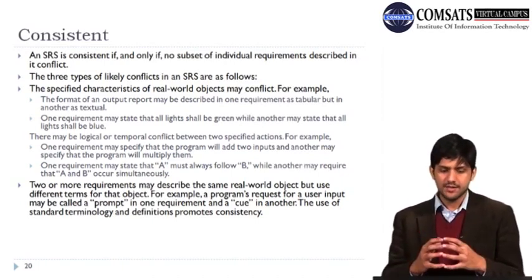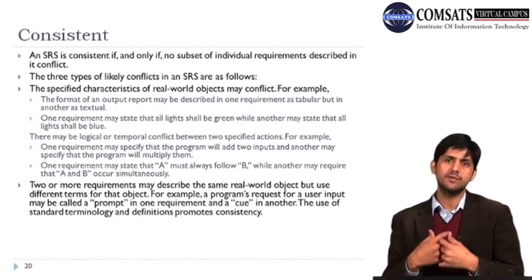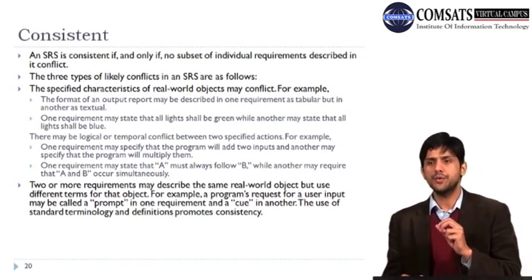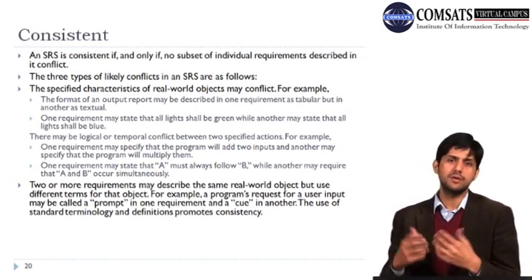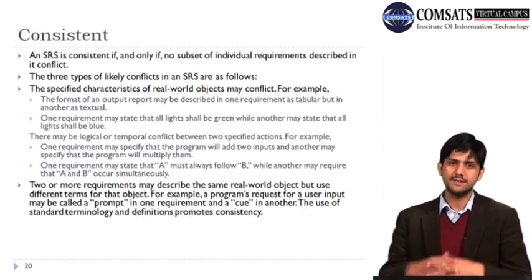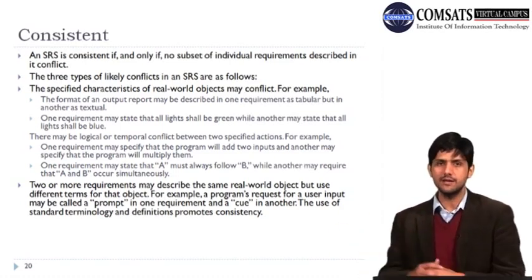Okay. So again, this is some logical conflict. This is not a conflict between an object, but a logical conflict because there are two inputs, and in one instance one requirement says we are going to multiply them, and in another instance we say we are going to add them. Another example is that one requirement may state that A must always follow B, while another may require that A and B occur simultaneously. So again, when you give this to a developer or a designer, or you show it to a client, there is conflict.